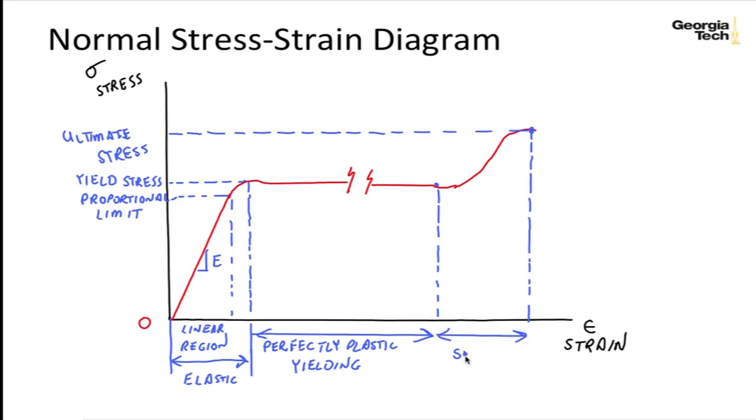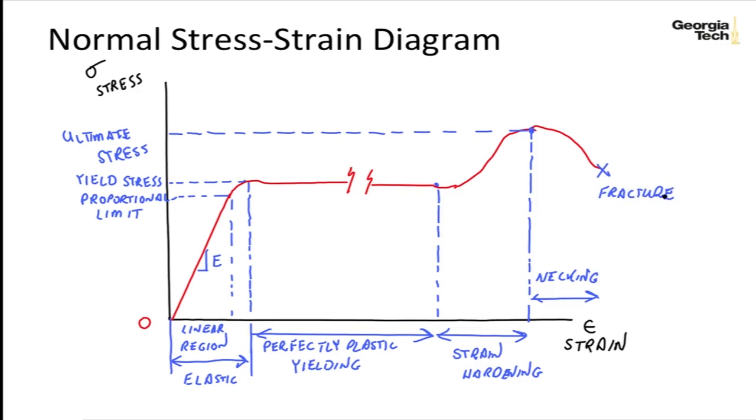And then the specimen starts to neck down, or the diameter becomes smaller, and it continues to become smaller, as you saw in the video clip, until it actually fractures. So we go along here until we get fracture. So this section is called necking, until we get to a point where the specimen fractures.